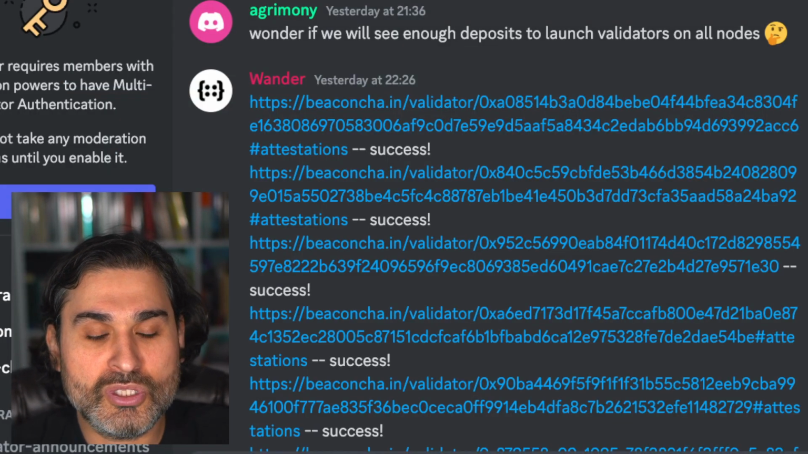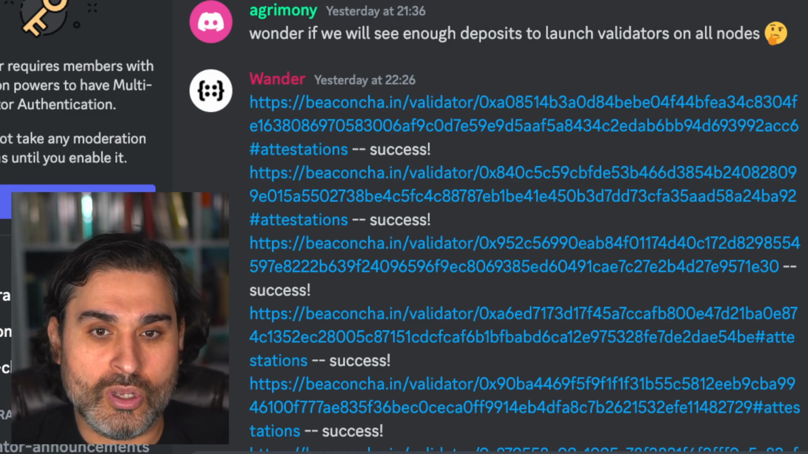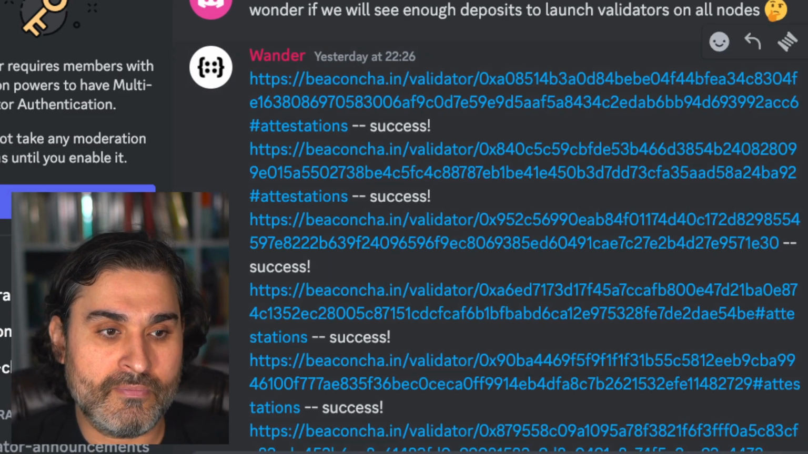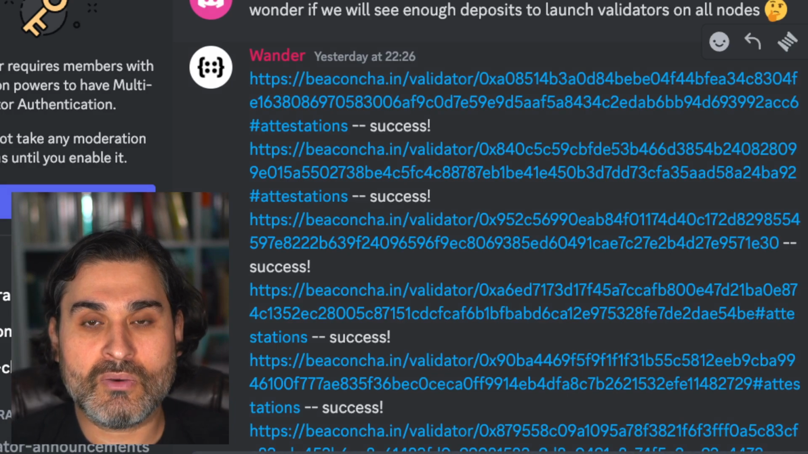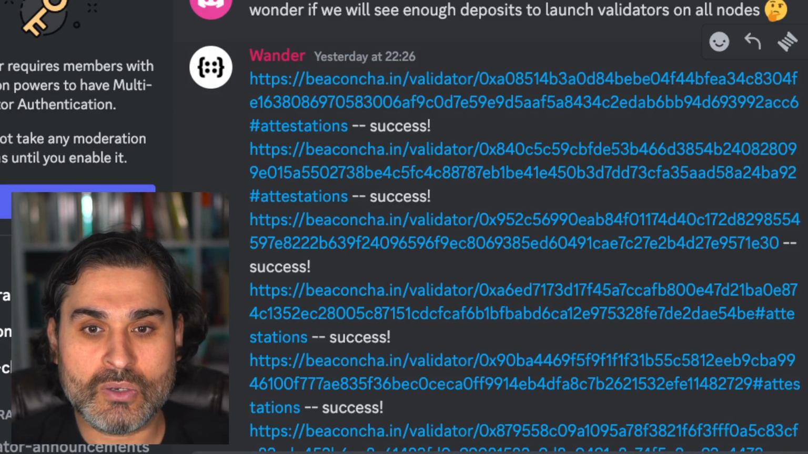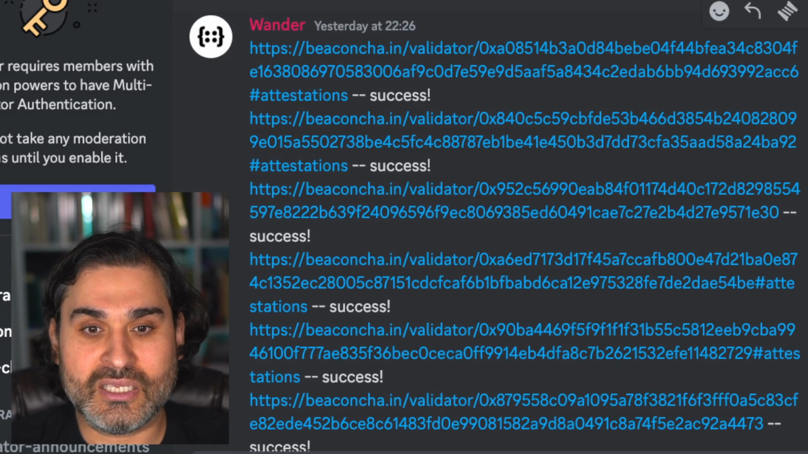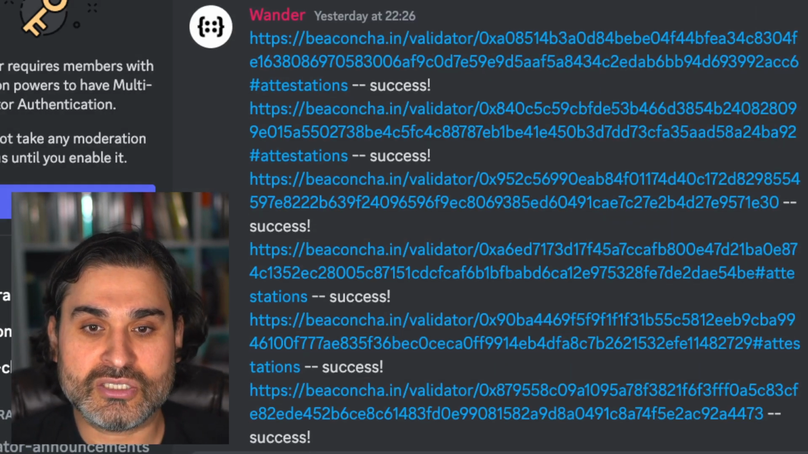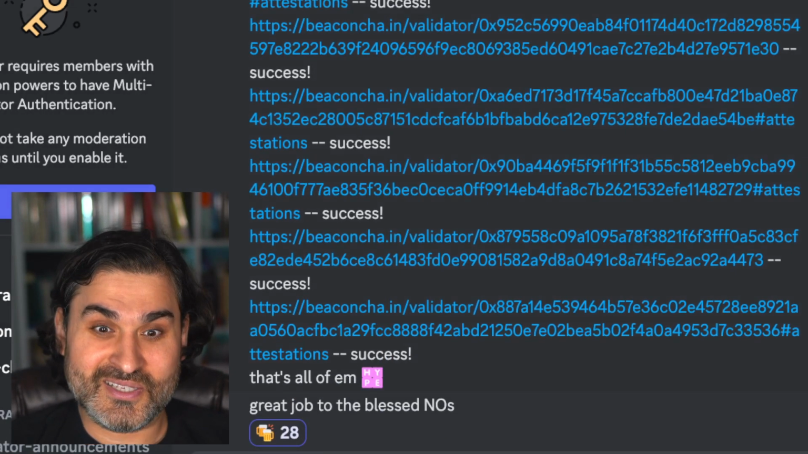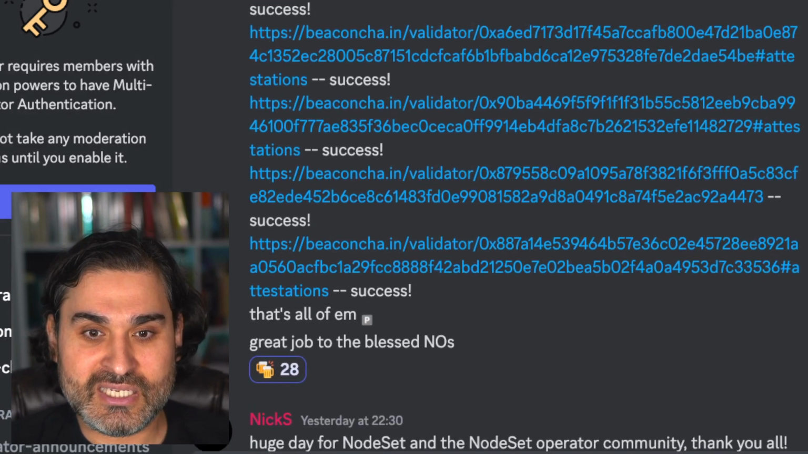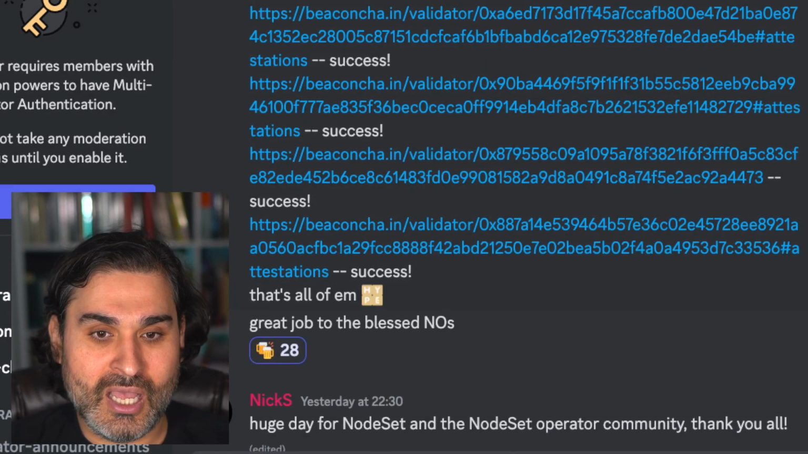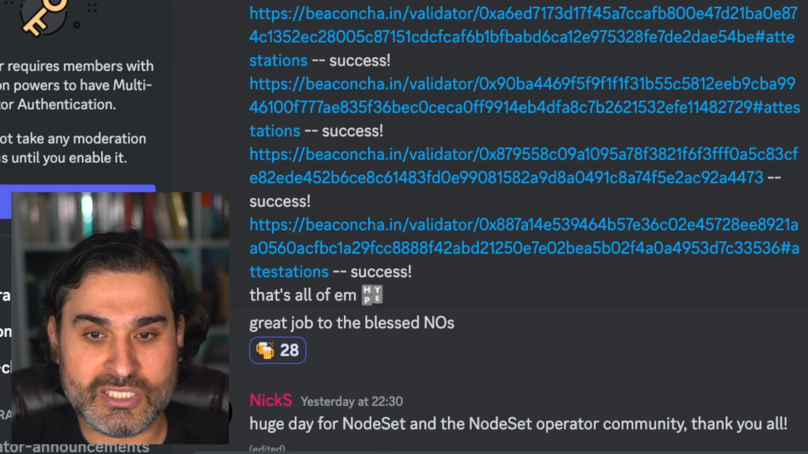Okay, next we've got some news out of NodeSet. So we all know that the partnership with Gravitar on Stakewise started. Well, their first validators went online and they started testing. So here we have success. So that's 8 or 9 validators that went online, and great job to the blessed node operators.